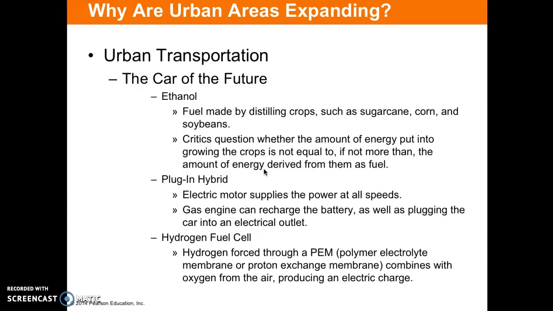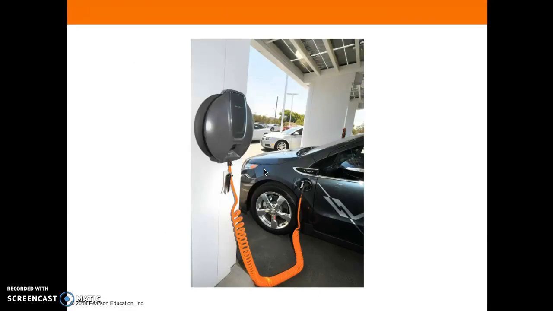We have plug-in hybrids. So the gas engine can recharge the battery, and you can also plug it into an electrical outlet, and we have more and more electrical cars coming out. Hydrogen fuel cells. In a hydrogen fuel cell, hydrogen is forced through a polymer electrolyte membrane or a proton exchange membrane, and it combines with oxygen from the air. It makes an electrical charge, so you can run a car on hydrogen. Here's a plug-in hybrid. So these cars can all reduce pollution and reduce our energy use.